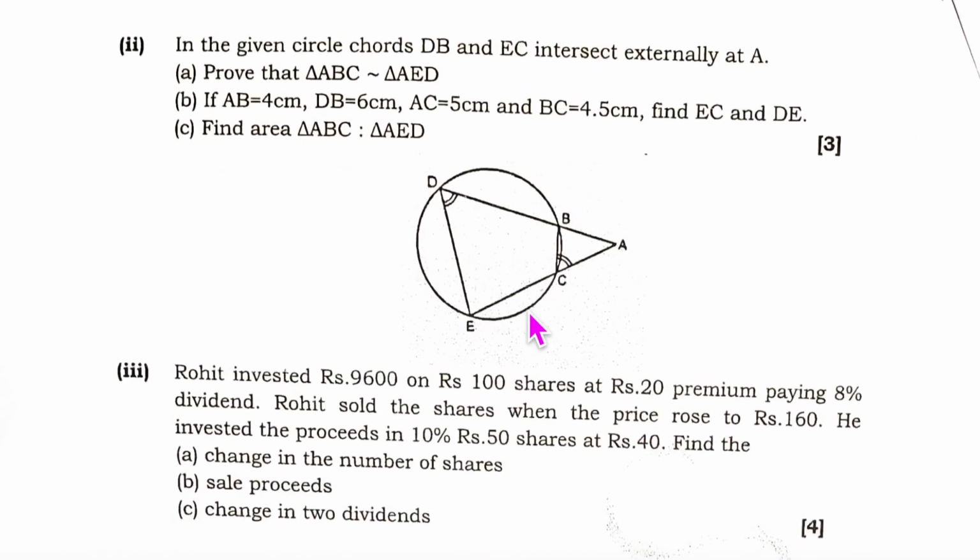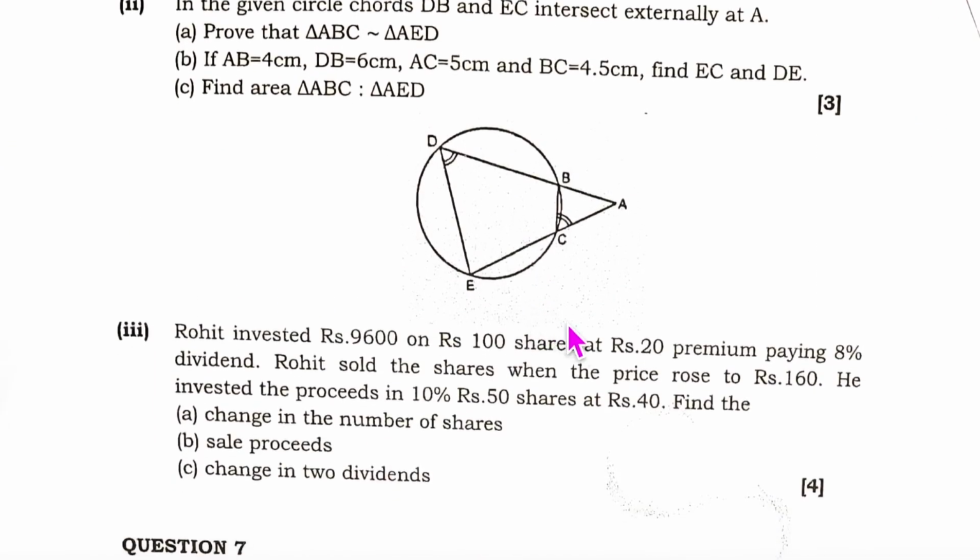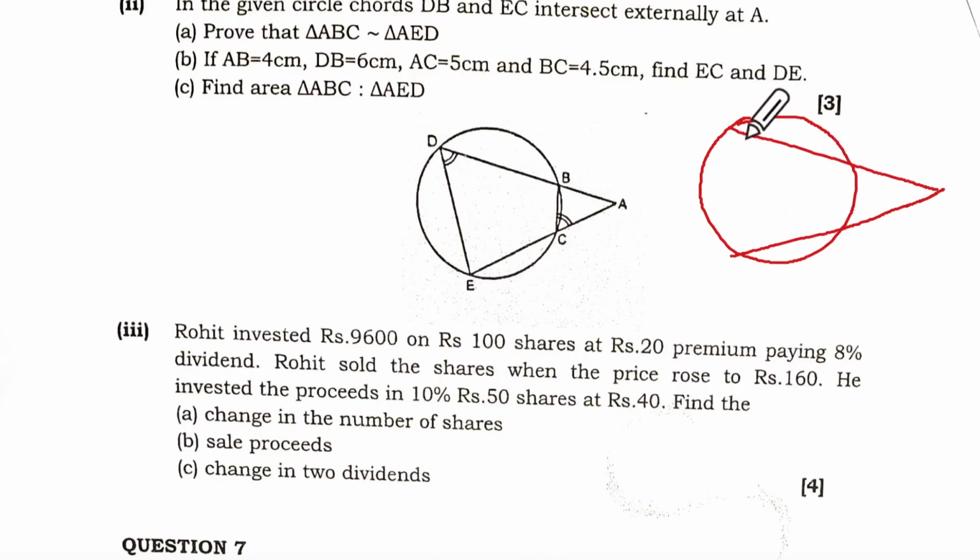Okay, leave 2 lines for that. Look at this. In the given circle, chords DB and EC intersect externally at A. A, prove that triangle ABC is similar to triangle AED. B, if AB equal to 4 cm, DB equal to 6 cm, AC equal to 5 cm, and BC equal to 4.5 cm, find EC and DE. And C, find area of triangle ABC. Okay. So quickly, let us draw the diagram. Draw the circle as fast as I have drawn. Show like this. Be quick.